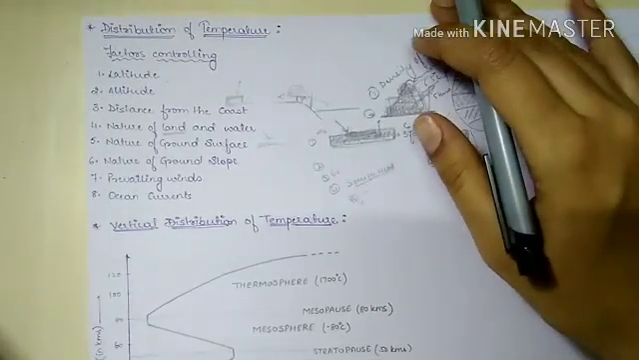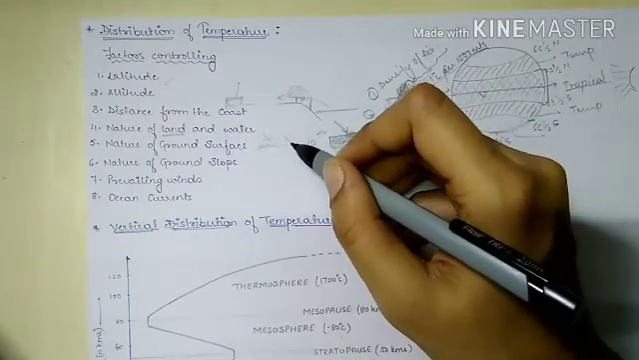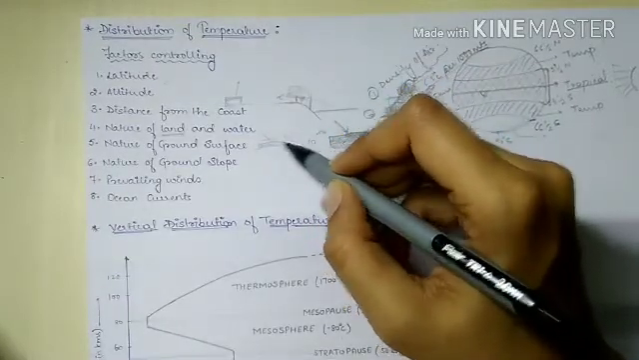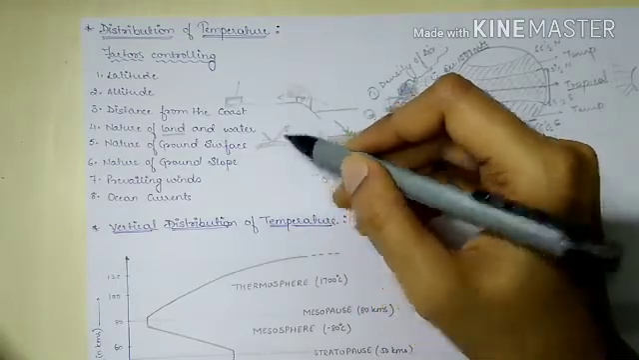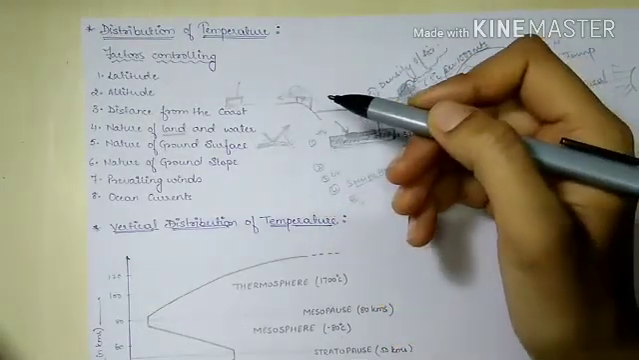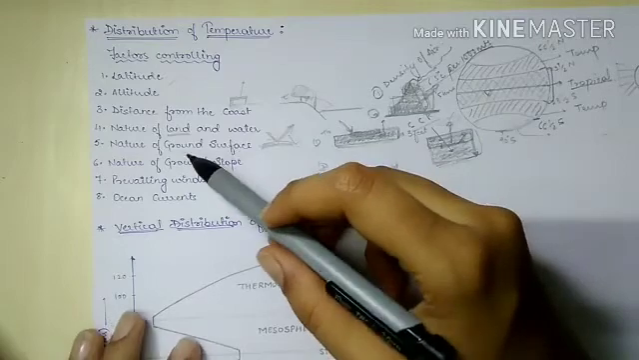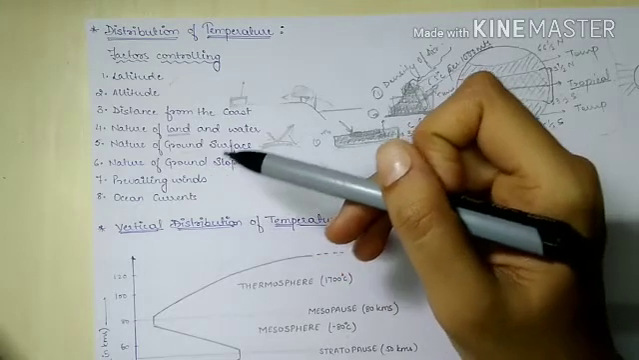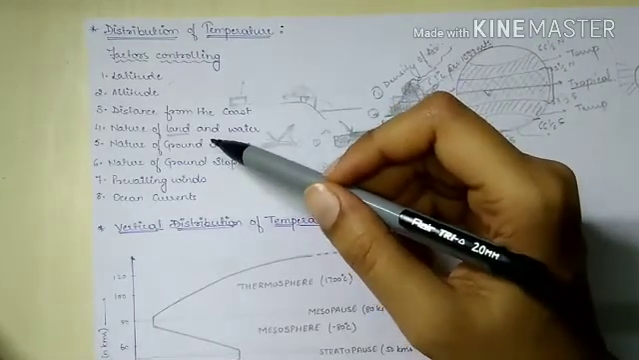So the barren land will receive the highest amount. Next, if the area is snow covered, then because of albedo it will reflect all the energy back to the atmosphere, and hence this area will remain cool. So that was the nature of ground surface. It is in terms of color of land or land use practices, or the land cover, how it is covered. Next we have nature of ground slope.